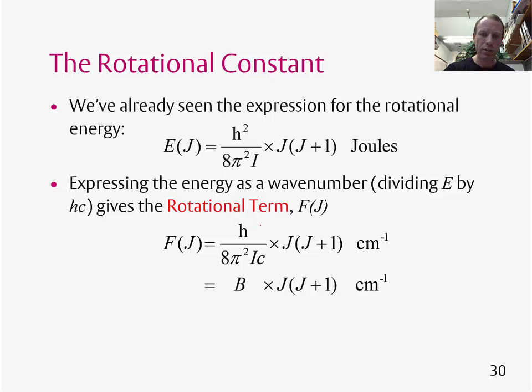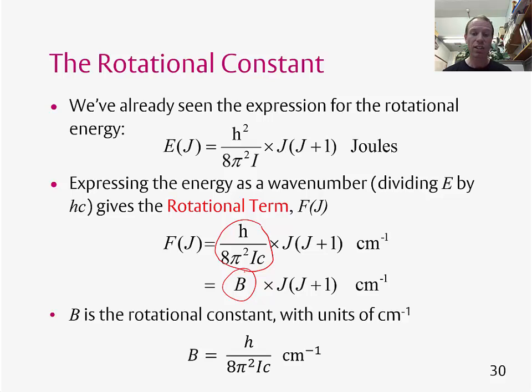You'll note that all these terms are actually constants. If you have lots of constants, what we often like to do is group them together into a new constant, and here we're going to call it B. B is the so-called rotational constant, and it has units of centimeters to the -1. The rotational constant is a constant for a given molecule, and you can look it up in tables or you can calculate it yourself.